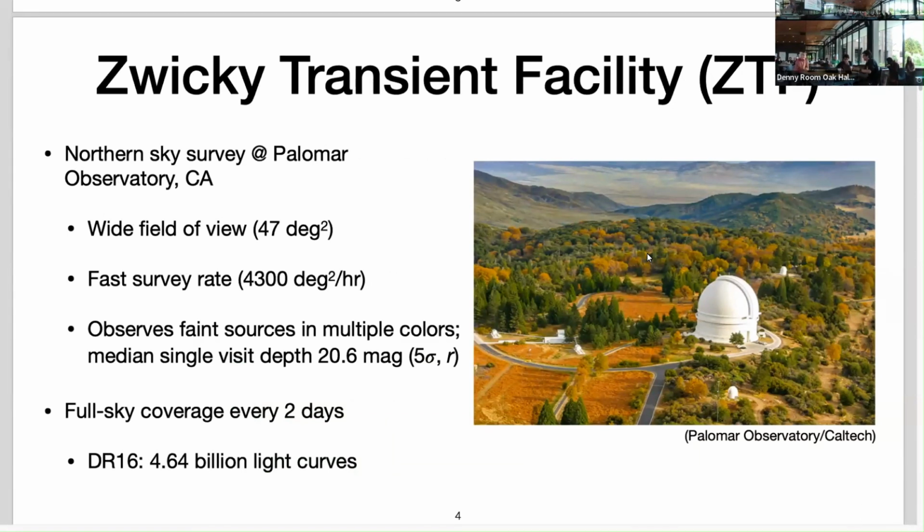So this is a northern sky survey located at the Palomar Observatory in California. It achieves these characteristics I just mentioned. It has a wide field of view, a fast survey rate, and it observes faint sources in multiple colors. And it provides full sky coverage of its available sky every 2 days. And in a recent data release, DR16, it has output about 4.6 billion light curves.